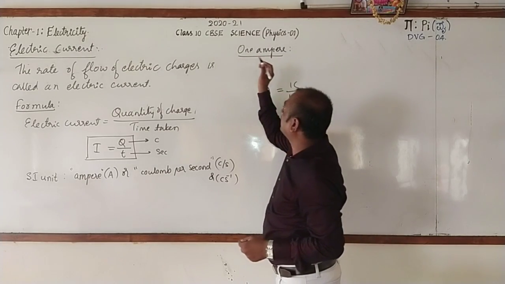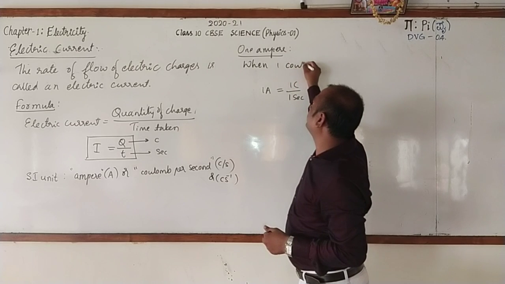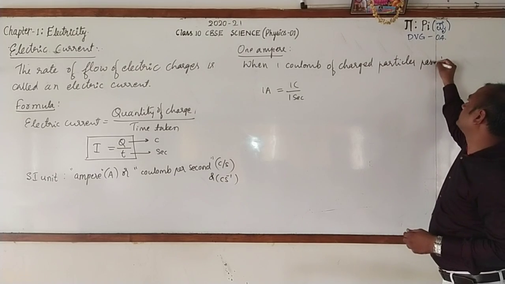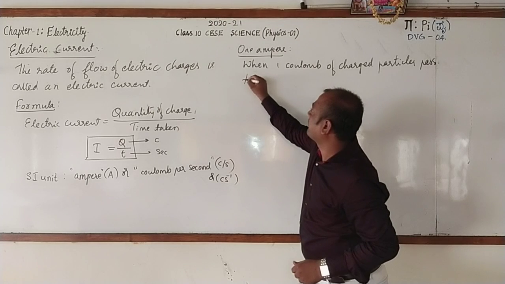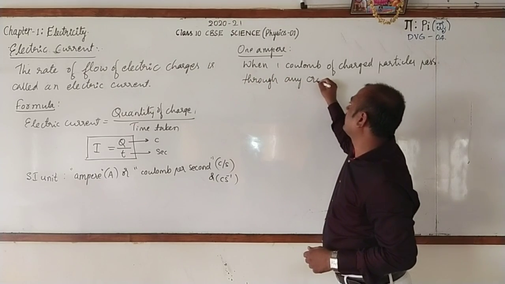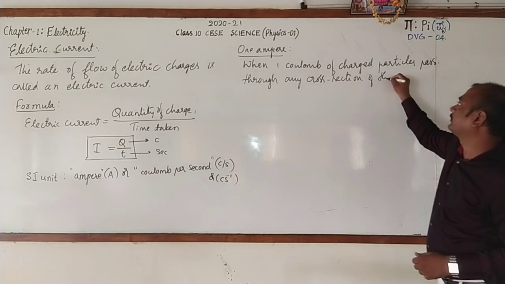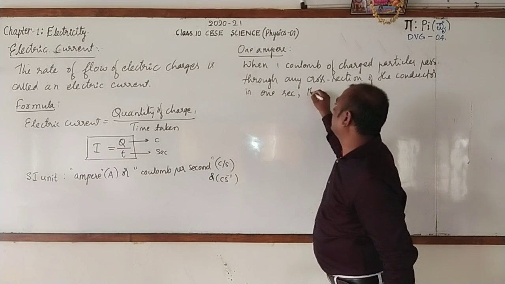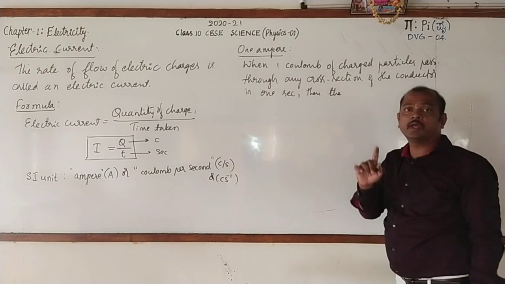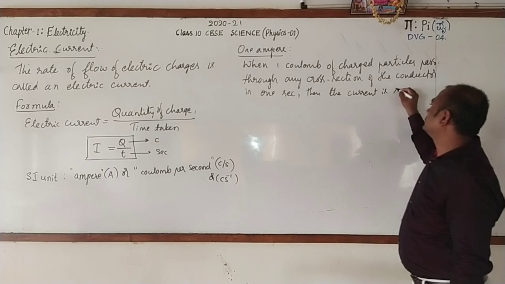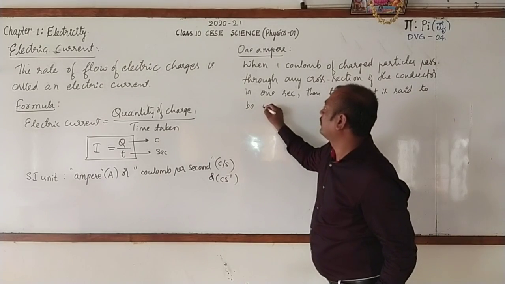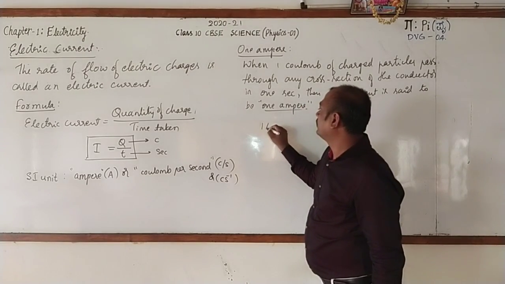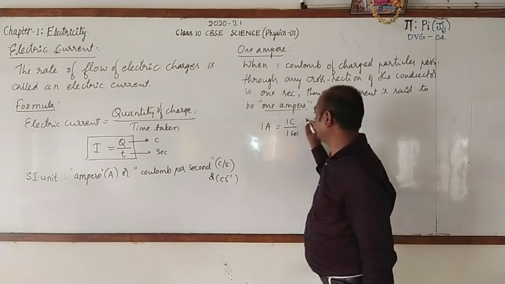Please write the definition with me. I'll write it. When 1 coulomb of charge particles pass through any cross section of the conductor in 1 second, then the current is said to be 1 ampere. Now symbolically it can be written as 1 ampere is equal to 1 coulomb by 1 second.